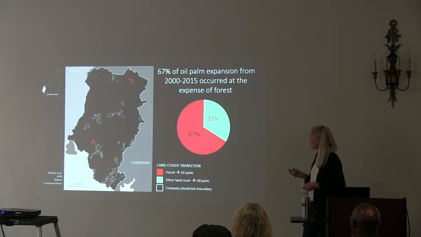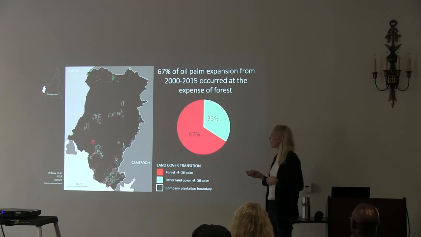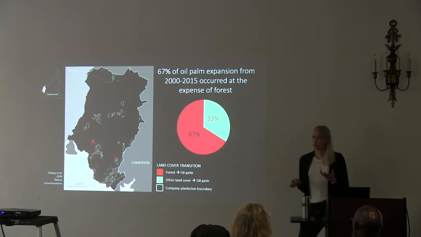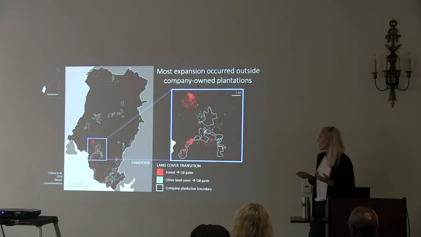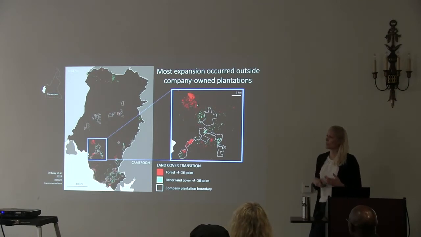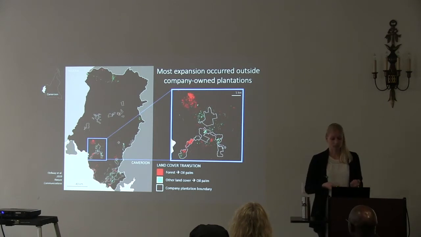So this is the southwest region. The red areas are showing areas of forest converted to oil palm, whereas less than 1/3 was actually some other crop type or some other land cover type being converted to palm oil. And the white areas are these plantation boundaries, these company boundaries. And what was really interesting about this was that most of this, so about 2/3 of the expansion into forest areas, was actually outside of company boundaries, suggesting that a lot of small-scale farmers are engaged in this expansion.